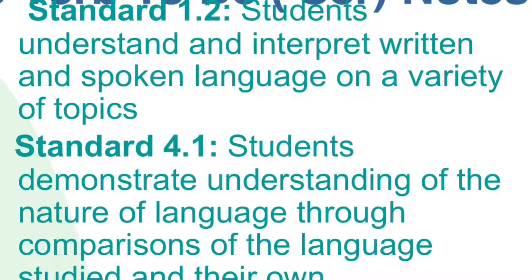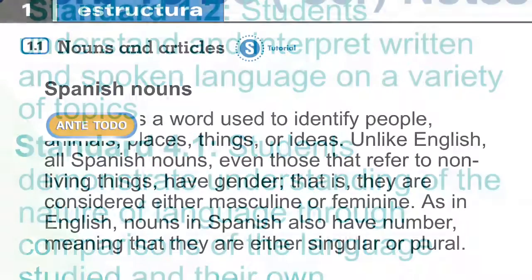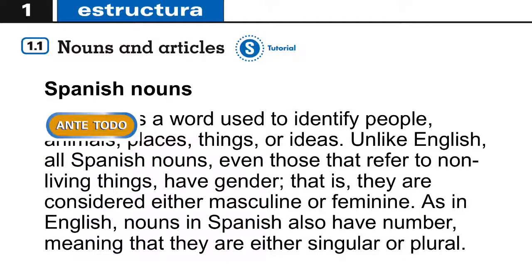¿Están listos? Todos tienen un lápiz y sus cuadernos. A pencil and your notebooks. Here we go. Ante todo. Spanish nouns. What are nouns? Nouns are words used to identify people, animals, places, things, or ideas. However, unlike in the English language, Spanish nouns, even those that refer to non-living things, have gender. That is, they are considered either masculine or feminine.